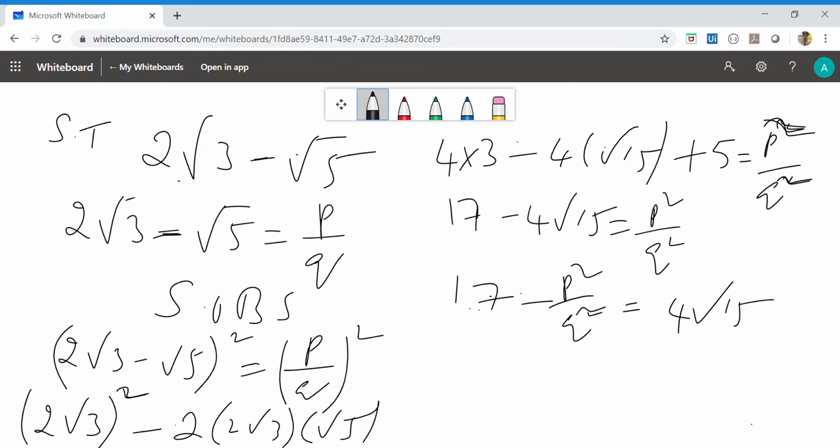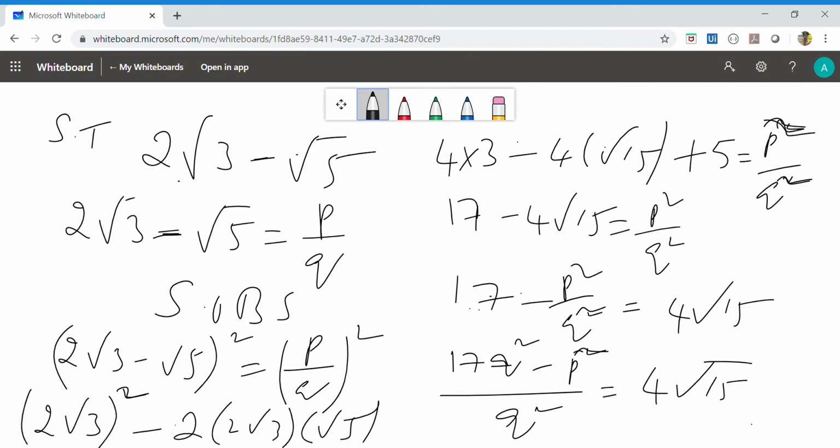So this becomes, on simplification, the LHS 17Q square minus P square by Q square is equal to 4 root 15. Previously I explained already one rational and one irrational number case. How you proved 2 plus root 3, I explained. In that case what you did: 2 we transposed to that side, and root 3 is equal to, one side the rational part and another side the irrational part we got.